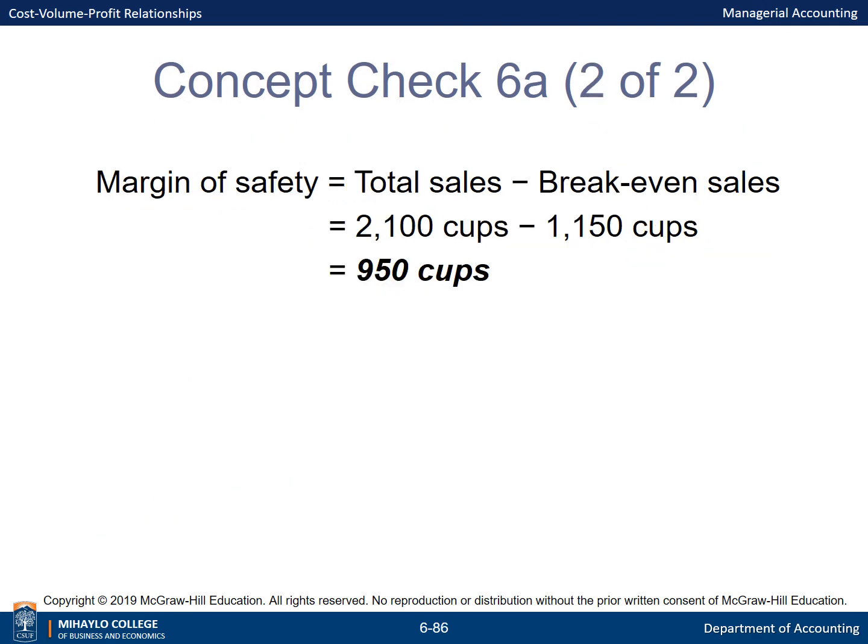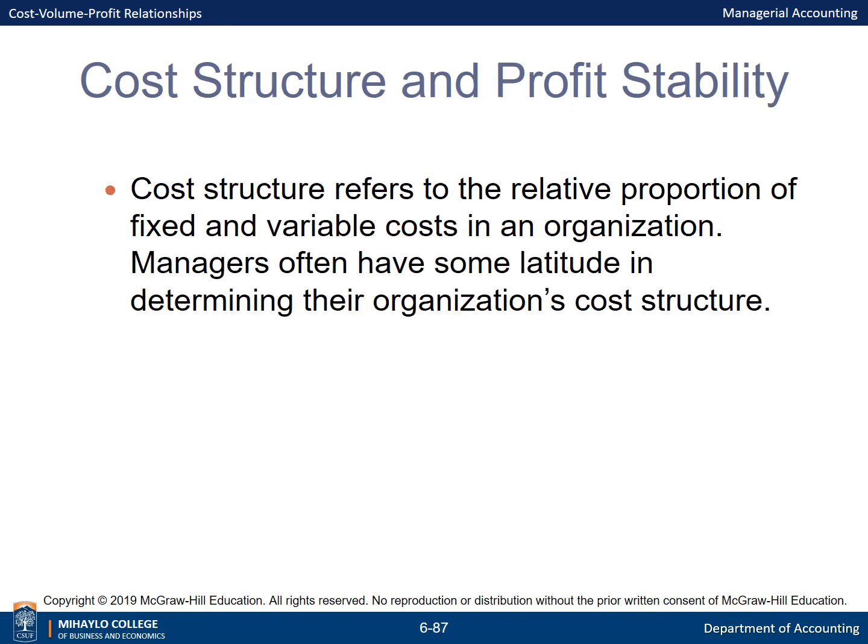The margin of safety equals total sales of 2,100 cups minus break-even sales of 1,150 cups, which is 950 cups. Cost structure refers to the relative proportion of fixed and variable costs in an organization. Managers often have some latitude in determining their organization's cost structure.